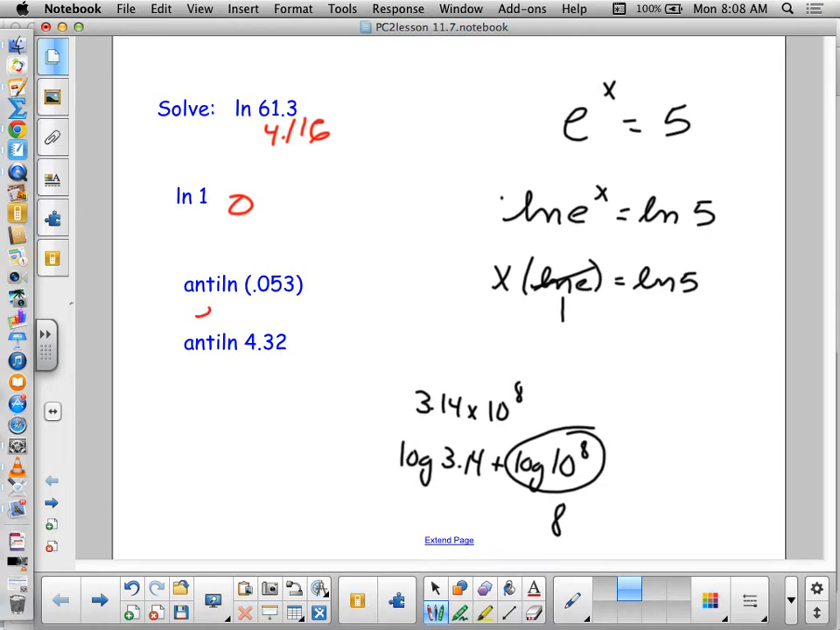Anti-ln means e to the 0.053 power. That's the anti-natural log. Like the anti-log is 10 to a power, the anti-ln is e to the power. So that means e to the 0.053 power. It's a second function ln button on your calculator. 0.053 is 1.05. This would be e to the 4.32 power.